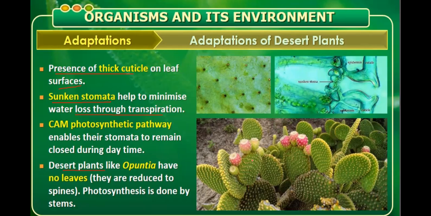This is Opuntia. It doesn't have leaves. They are reduced to spines. So what happens to the leaves? Leaves are reduced into spines, and photosynthesis is done by the stem. So leaves are converted into spines, and photosynthesis is performed by the stem. In this way, Opuntia is adapted to xeric conditions.